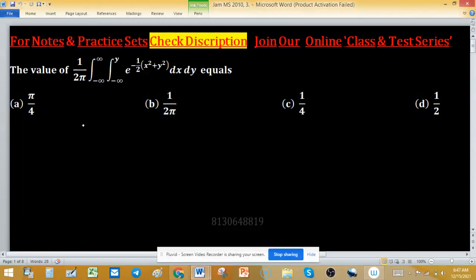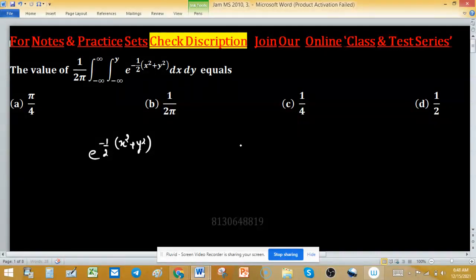We have to evaluate this double integral. As you can see, the integrand function is e raised to the power minus half (x square plus y square). If we change the order of integration, the derivative of either x square or y square is not present in the integrand function. So there is no better choice to change the order of integration. So how will we proceed with this problem?